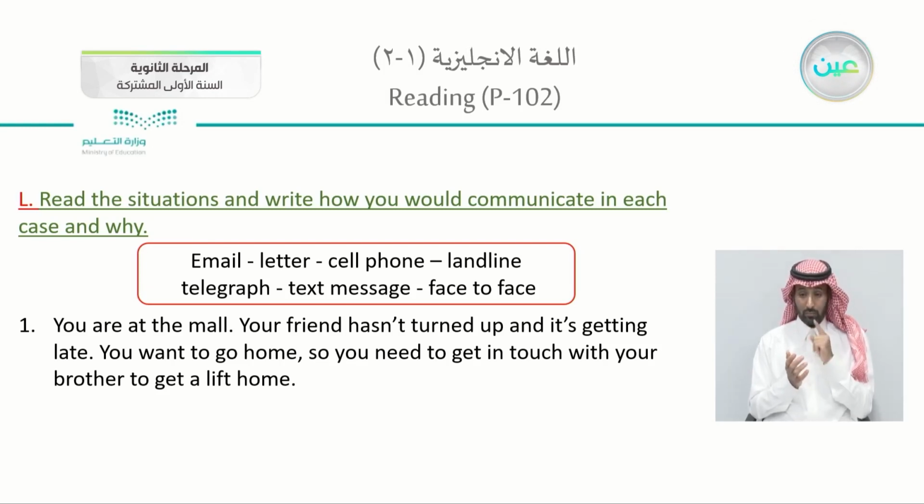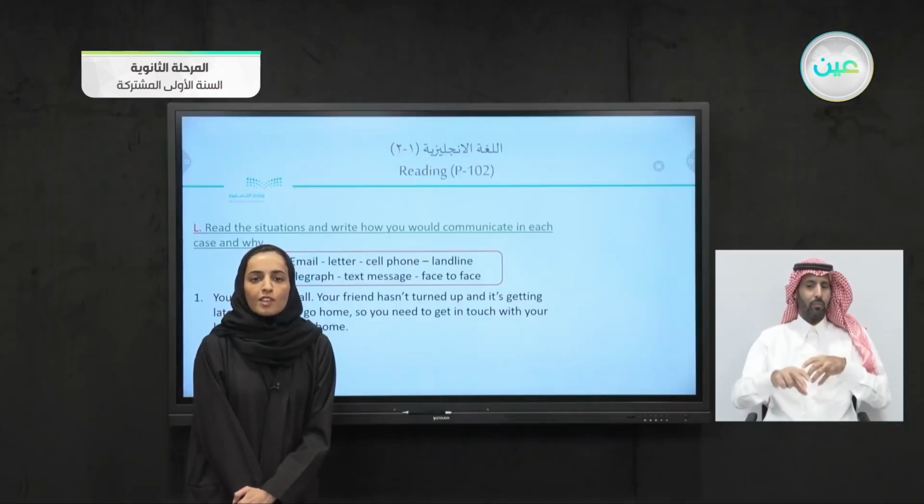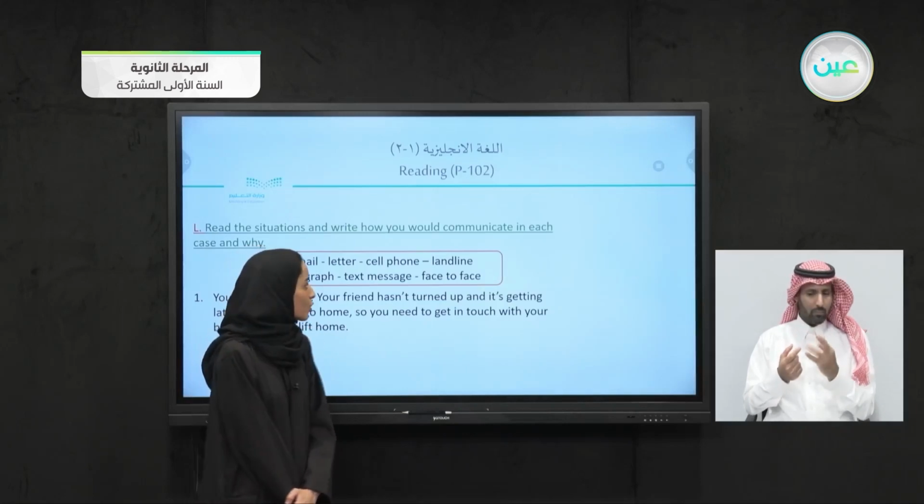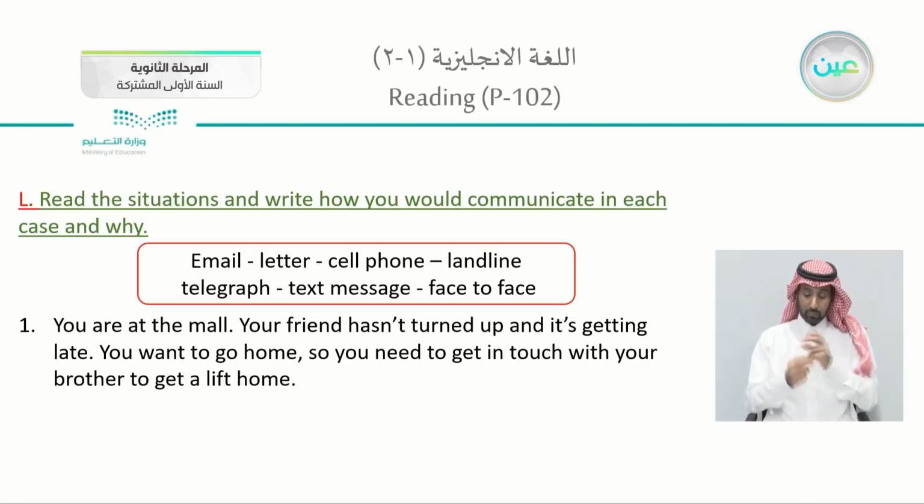It was your homework. Here, we're having certain situations. You will choose for each situation the suitable mean of communication. You're having these options: email, letter, cell phone, landline, telegraph, text messages, and face-to-face. You listen to the situation and choose the suitable mean of communication. Let's listen together. You are at the mall. Your friend hasn't turned up and it's getting late. You want to go home, so you need to get in touch with your brother to get a lift home.